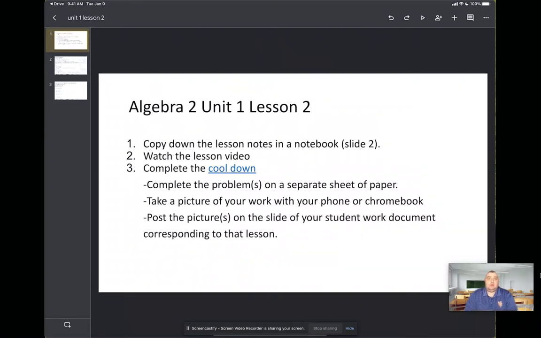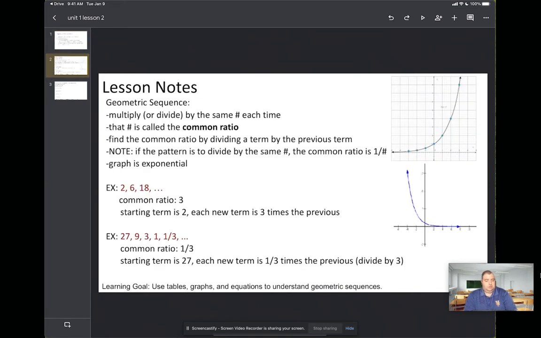Hello, everyone. Welcome back. We're going to move on to lesson 2 of Unit 1. What lesson 2 of Unit 1 is about is to introduce you to the concept of what we call a geometric sequence.